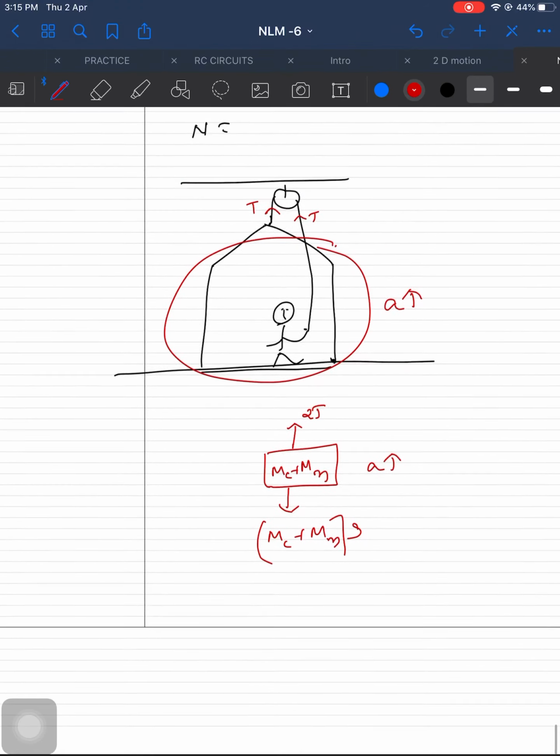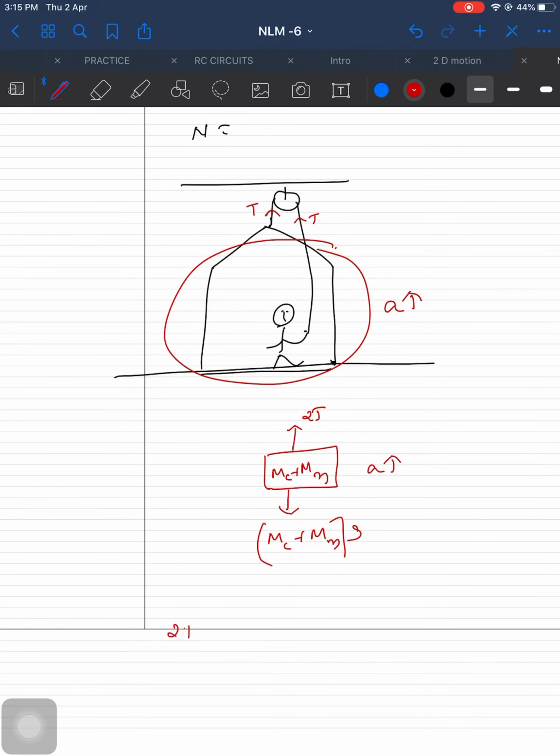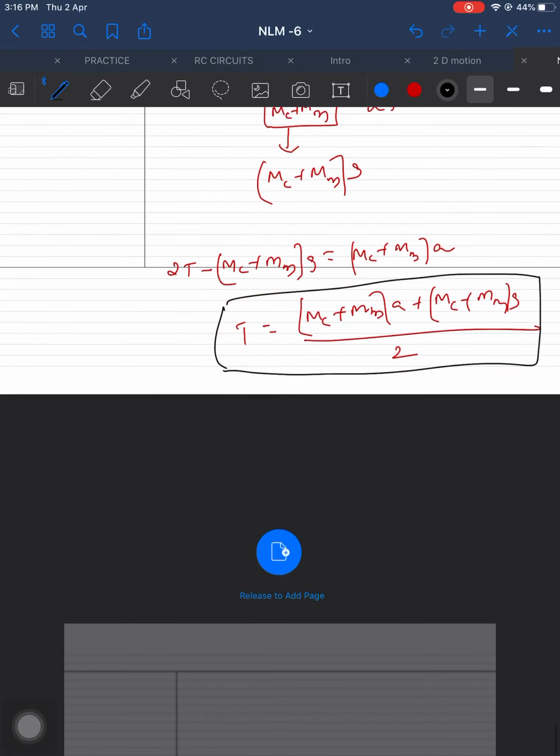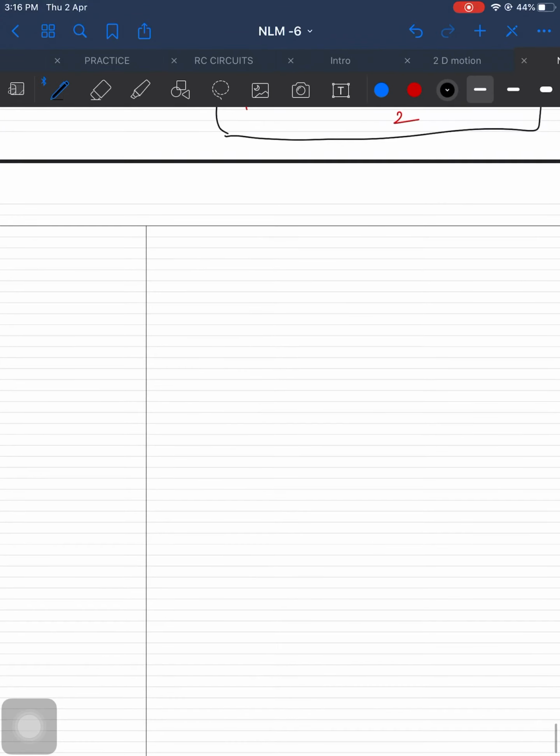Acceleration in the upward direction. Directly we get the equation: 2T minus (Mc plus Mm) g is equal to (Mc plus Mm) a. We got the answer. T is equal to (Mc plus Mm) a plus (Mc plus Mm) g, over 2. As usual, we got the first expression. I think you understood this part. So let's go to one more question.